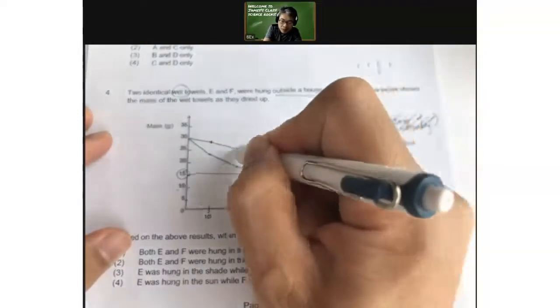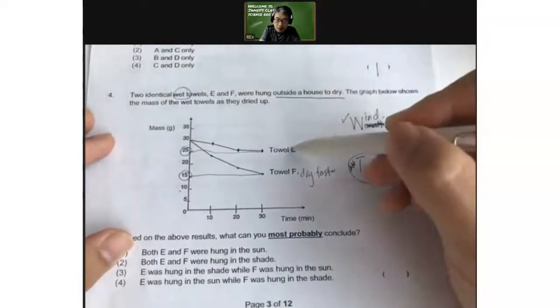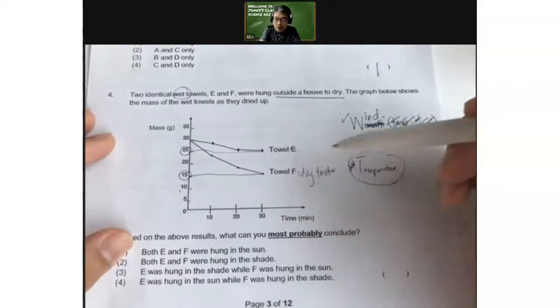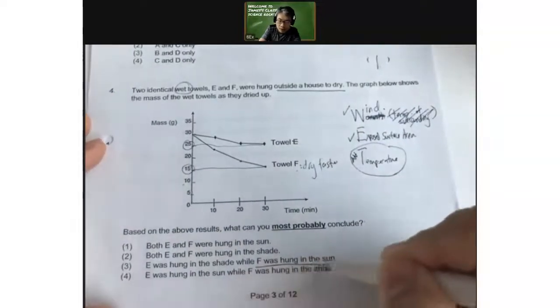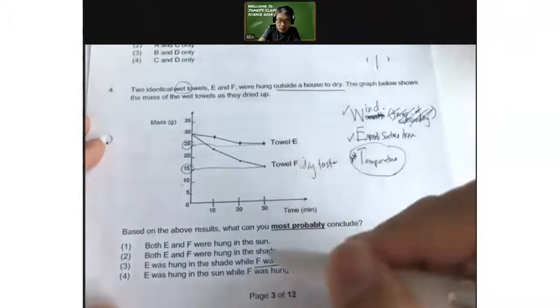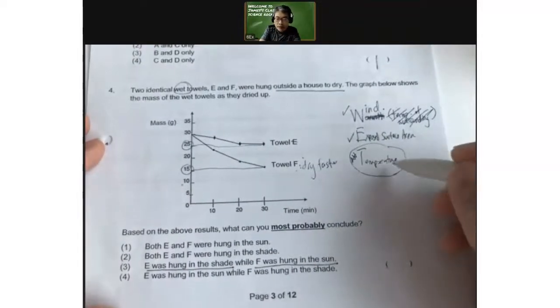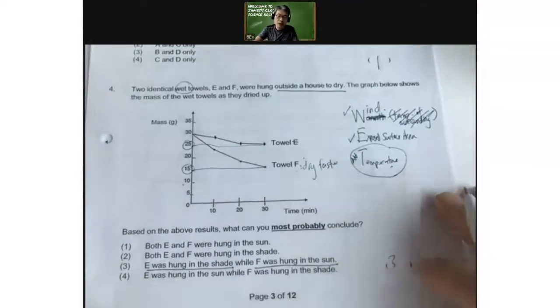Towel E, however, was at 25 grams. Was there any evaporation of the water? Yes, there was some evaporation, but not as much as towel F. So towel F must have been in a place that is much hotter. I think F was in the sun and E was in the shade. Therefore, they have different temperatures in their surroundings. Answer is 3 for this.